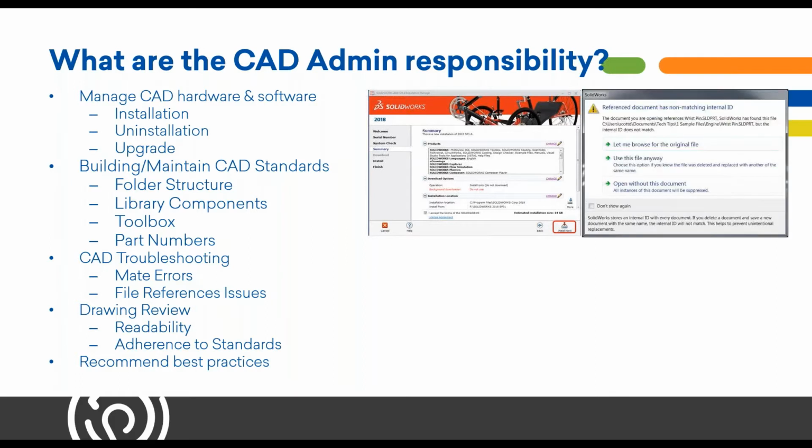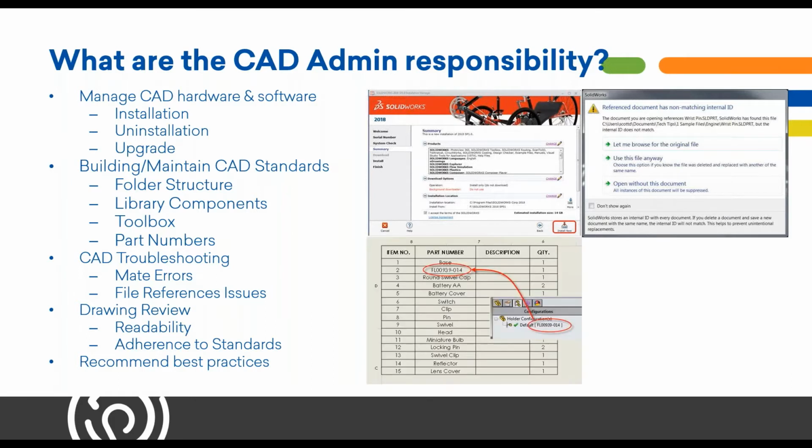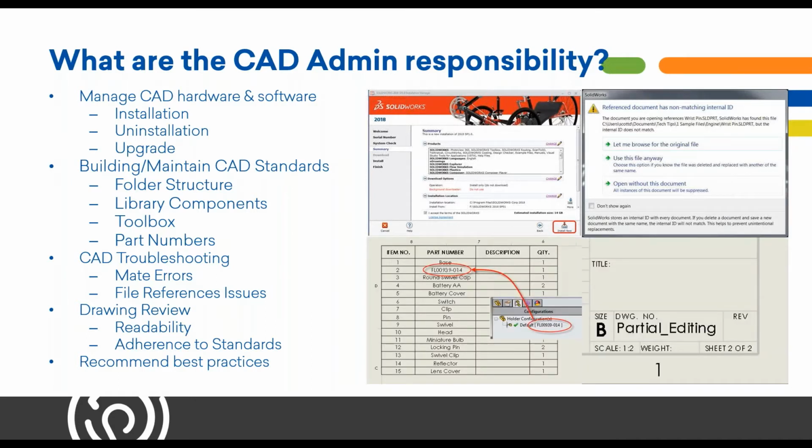The next thing is building and maintaining CAD standards. This could be creating templates. This could be managing the folder structure, making sure there's no duplicate parts coming in, making sure your library components are easy to find, and working with items or setting up a toolbox. All these things are setting up your CAD standards, something that's typically done by the CAD admin, and ensuring that all these things work makes the CAD design process much smoother.